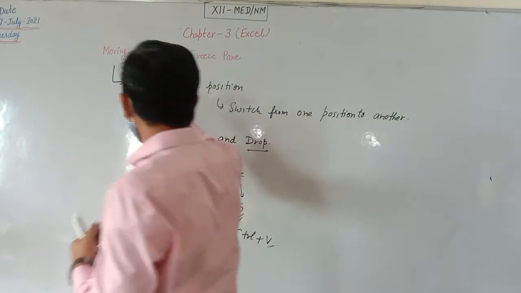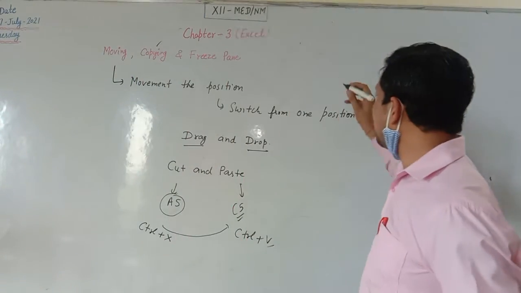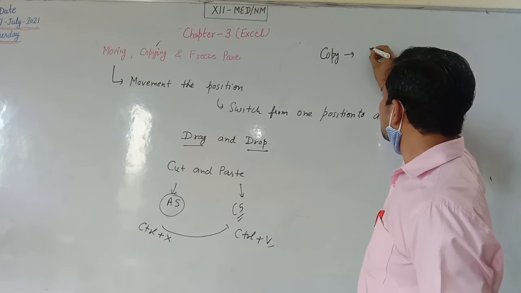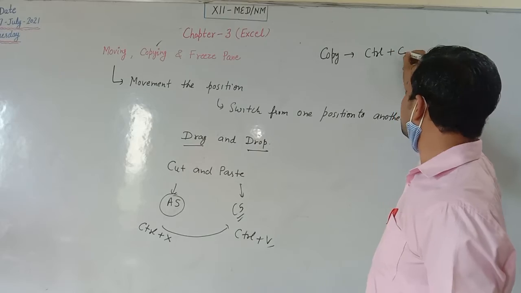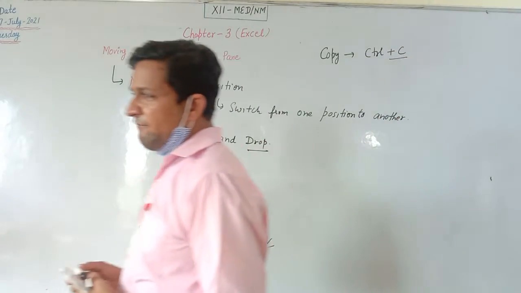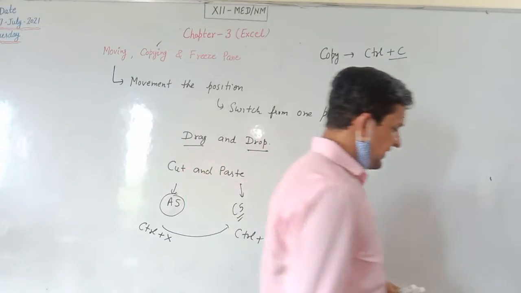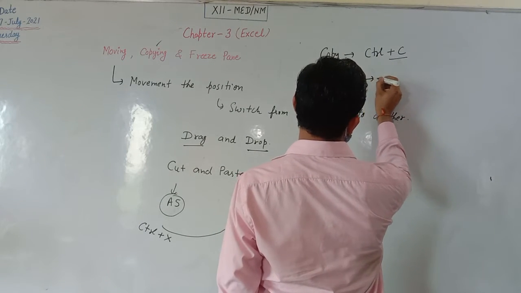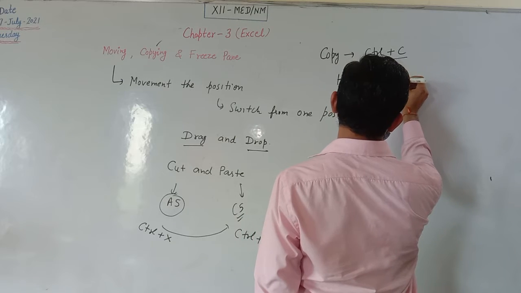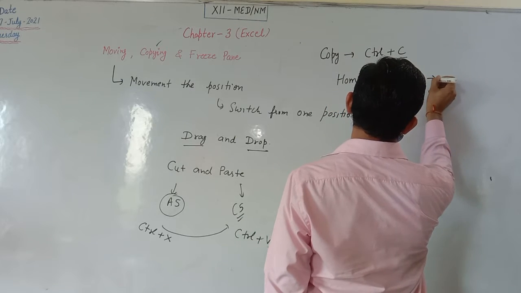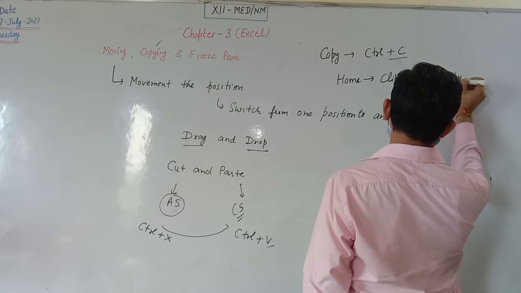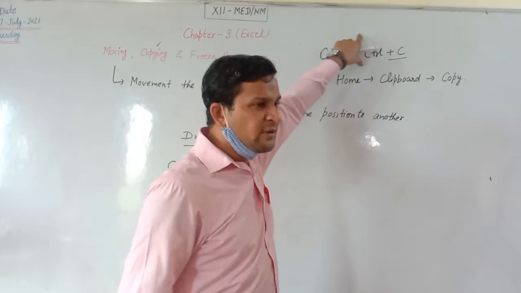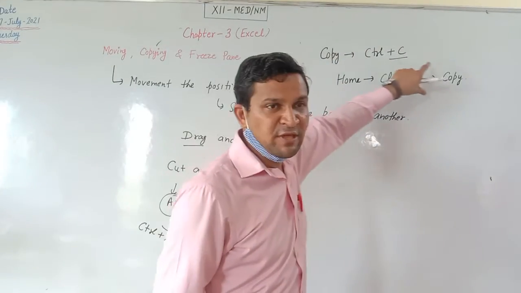How to copy the content? For copying, we can use the shortcut key Ctrl plus C. If we want to copy by another method, then we can click on Home. In the Home option we have Clipboard, and in Clipboard we will select the copy option. So we can do it by the shortcut method, and we can also perform it by the step process.